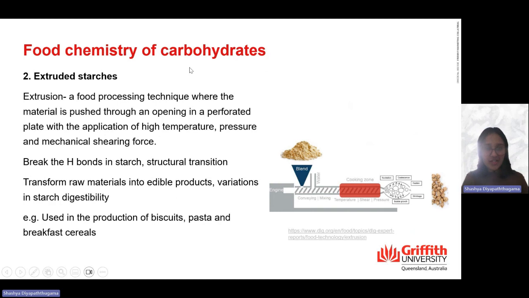Then we have extruded starches. Extrusion is a process where the material is pushed through this plate. Inside this plate, the material undergoes high temperature, pressure, and mechanical forces. So this breaks the hydrogen bonds and it can transform the structure into a new structure. This is happening during the production of biscuits, pasta, breakfast cereals. We can add flour into this system and we can get the edible products, which are pasta or breakfast cereal.